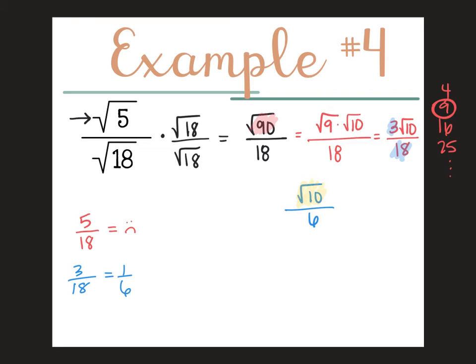Then I want to double check this square root of 10. Can I divide it by any of my perfect squares? And the answer is no. So this would be my final answer.